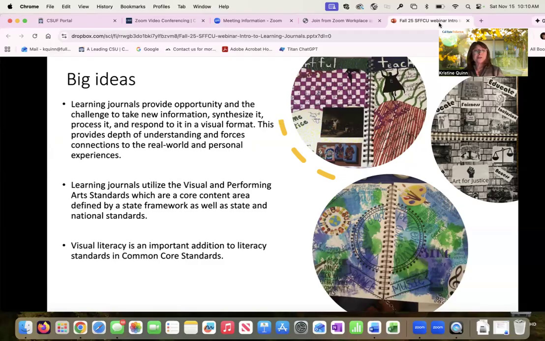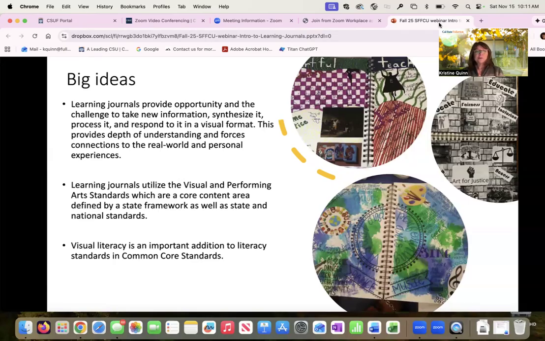Learning journals utilize the visual and performing arts standards. Everything about these activities is standards based, K through 12 education, and in the credential program, the TPEs also require the teaching of visual and performing arts. So they are defined by a state framework, and there's also national standards that match the state standards as well. So when people say, why are you doing art? The answer is because it is standards based and it is required of me as a California state teacher.